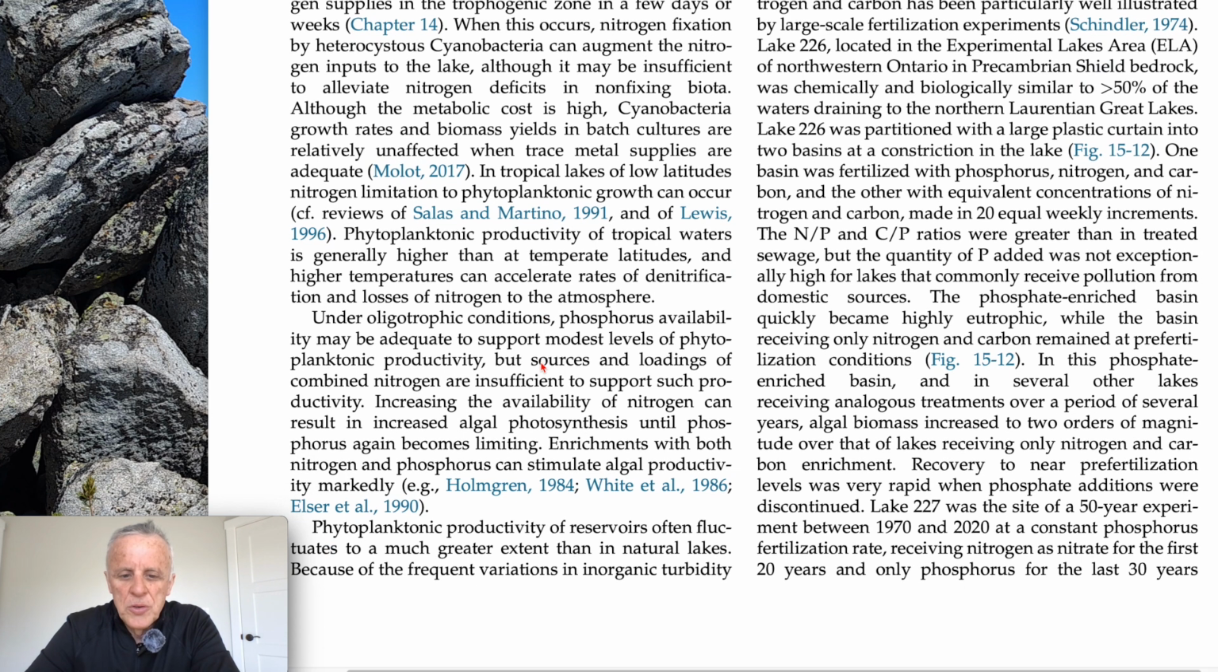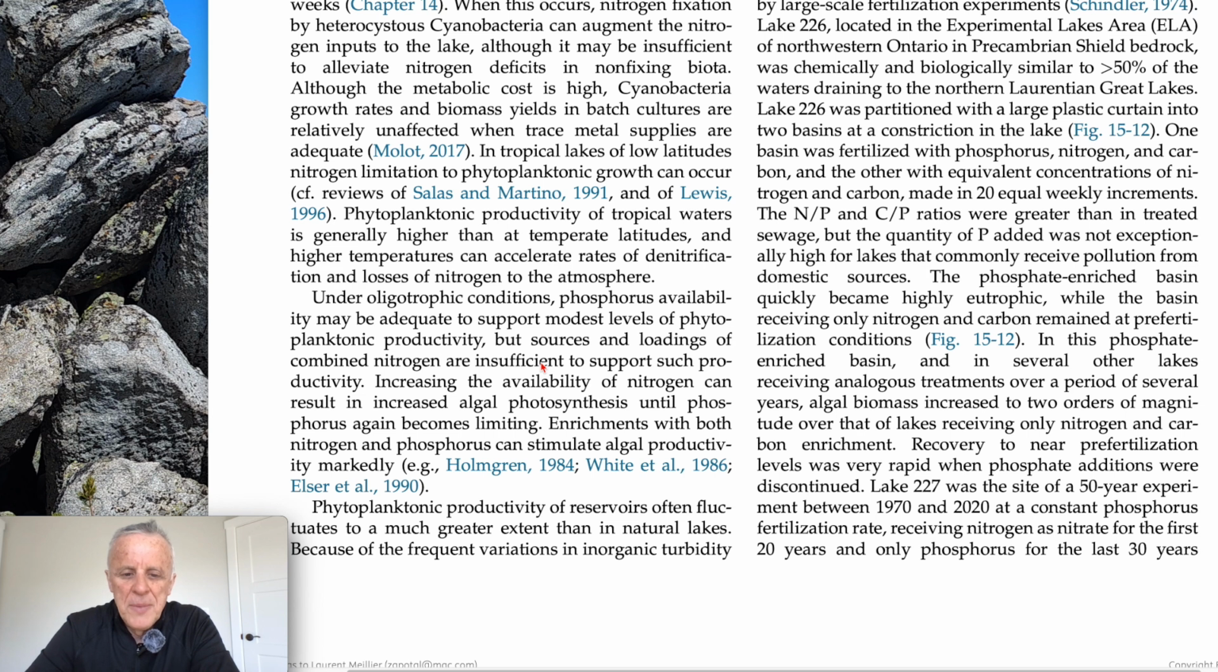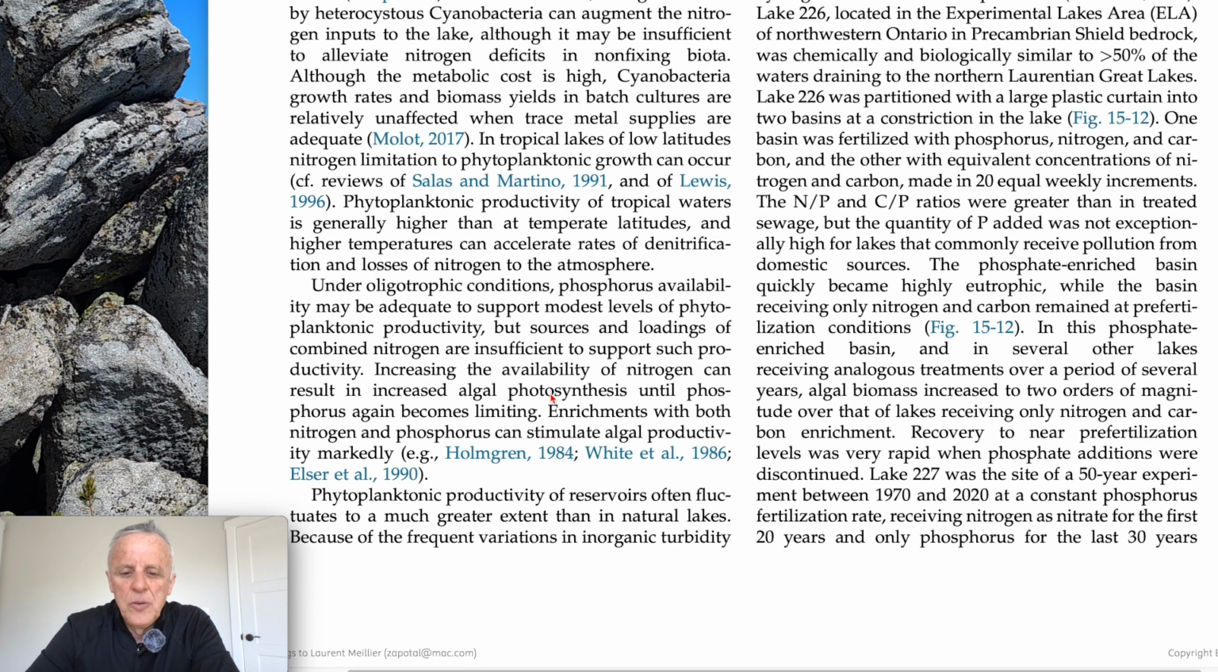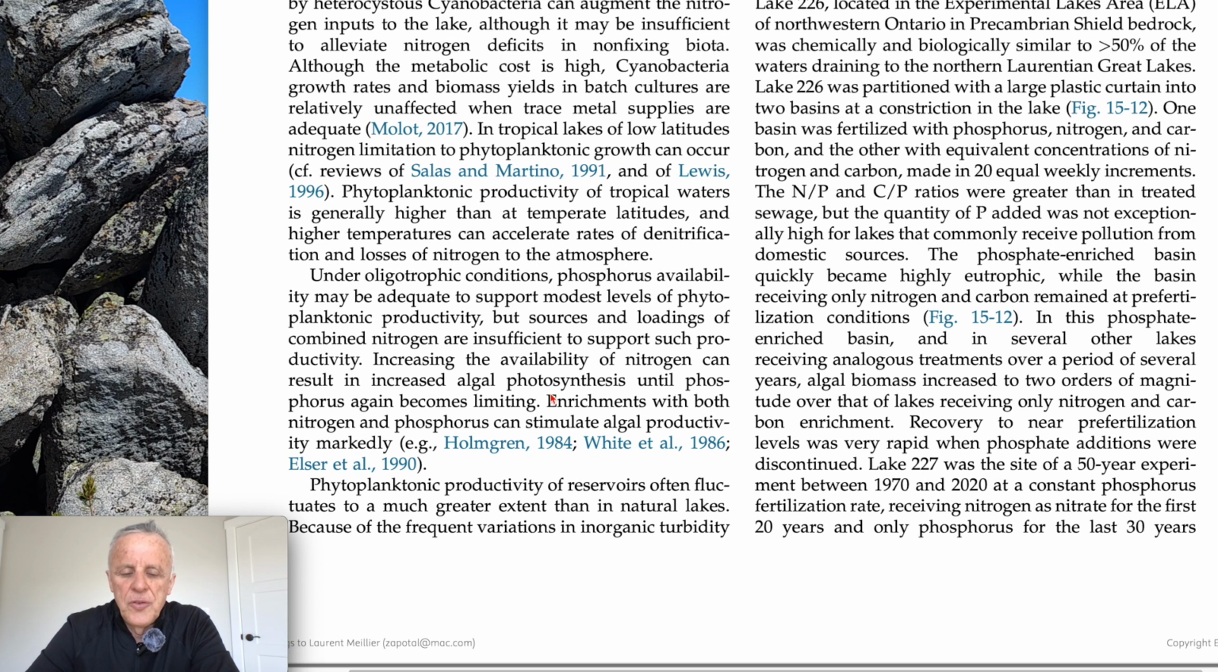Under oligotrophic conditions, phosphorus availability may be adequate to support modest levels of phytoplanktonic productivity, but sources and loadings of combined nitrogen are insufficient to support such productivity. Increasing the availability of nitrogen can result in increased algal photosynthesis until phosphorus again becomes limiting. Enrichments with both nitrogen and phosphorus can stimulate algal productivity markedly.